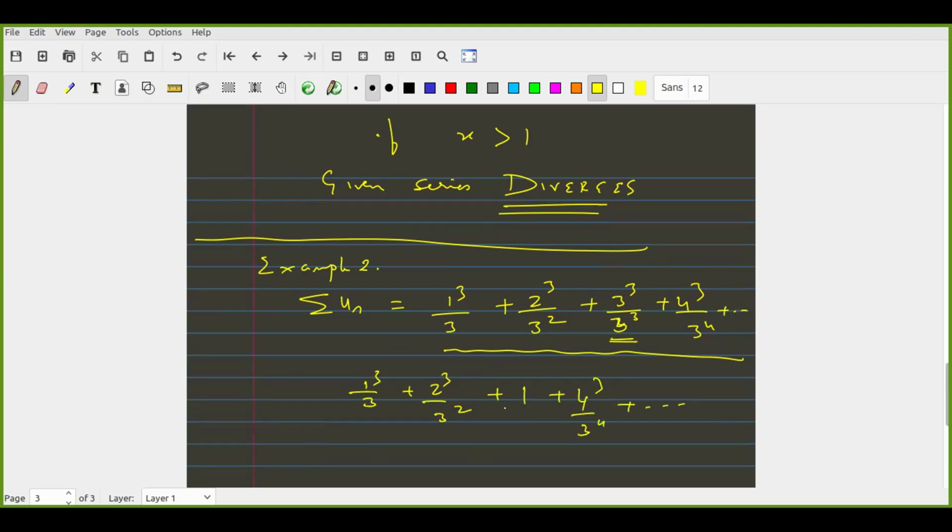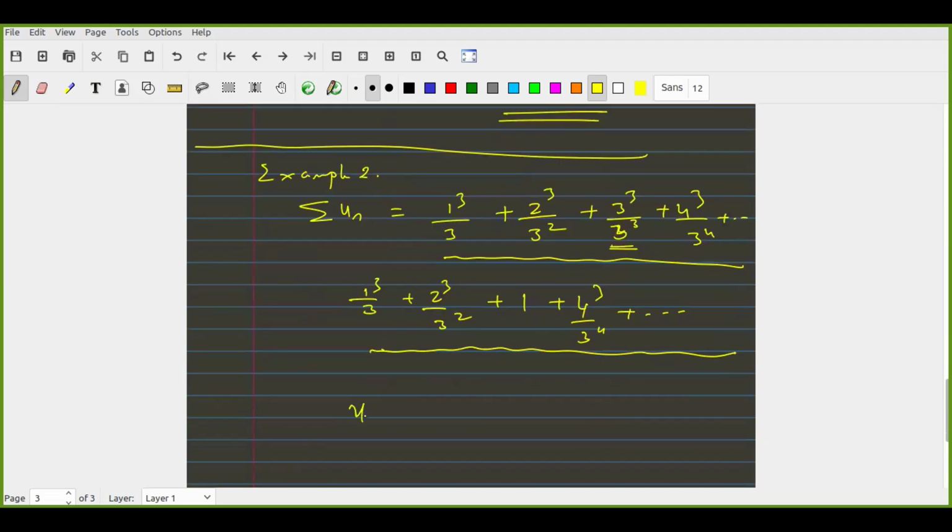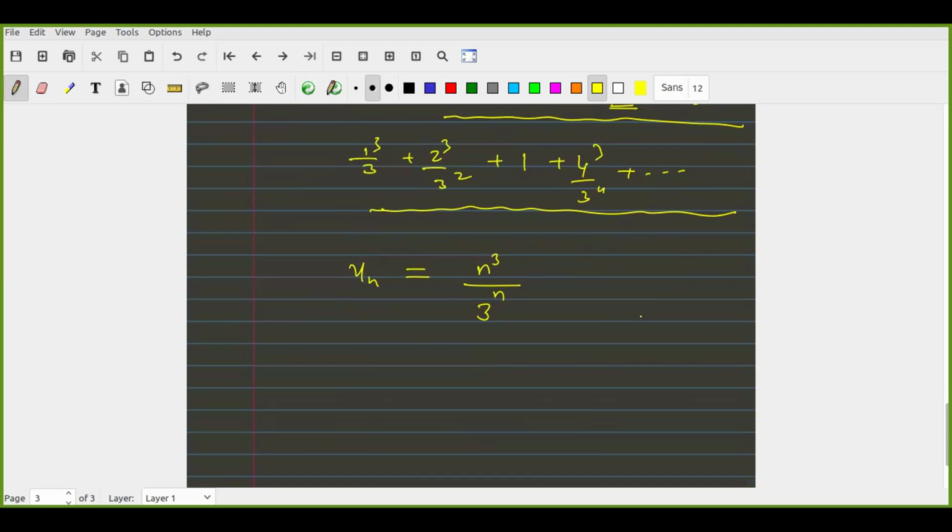I'm rewriting this because even if it is expressed in this way, you should still quickly recognize that it is of this format, and therefore your general term un is simply, see, everywhere it is n cube: 1 cube, 2 cube, 3 cube. And here it is 3 power n. For the first term 1, second term 2, third term 3, and so on. So 3 power n. So this is your un.